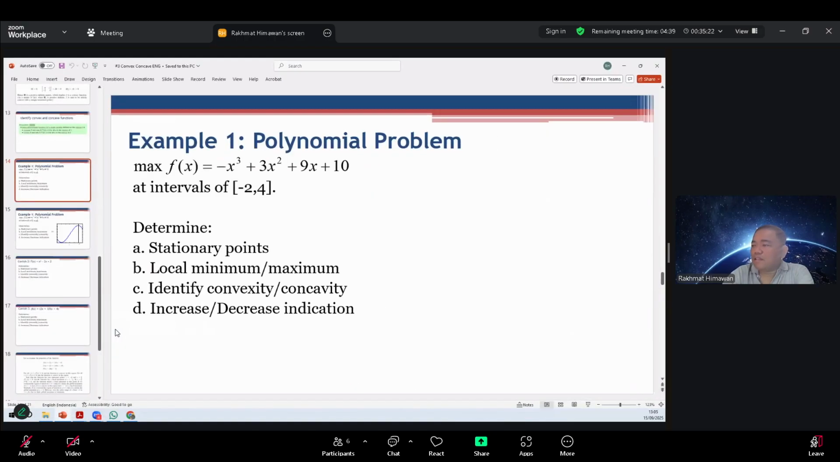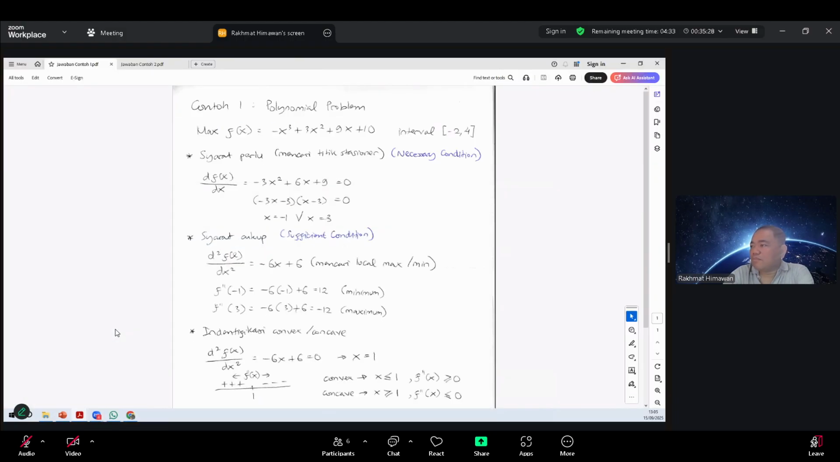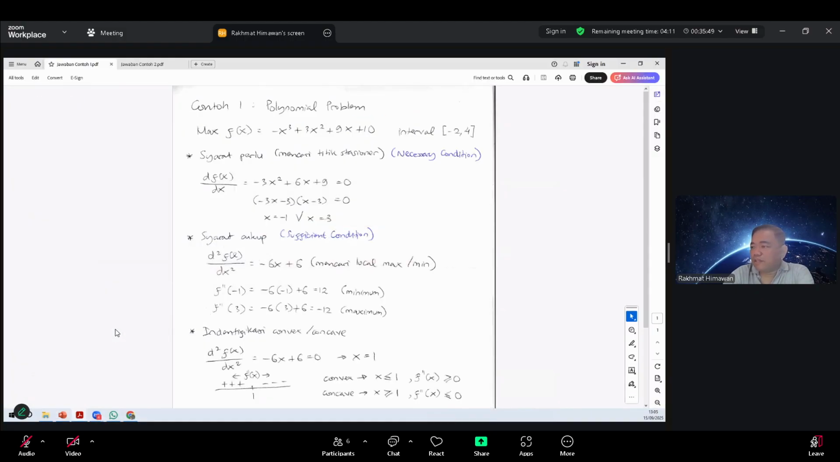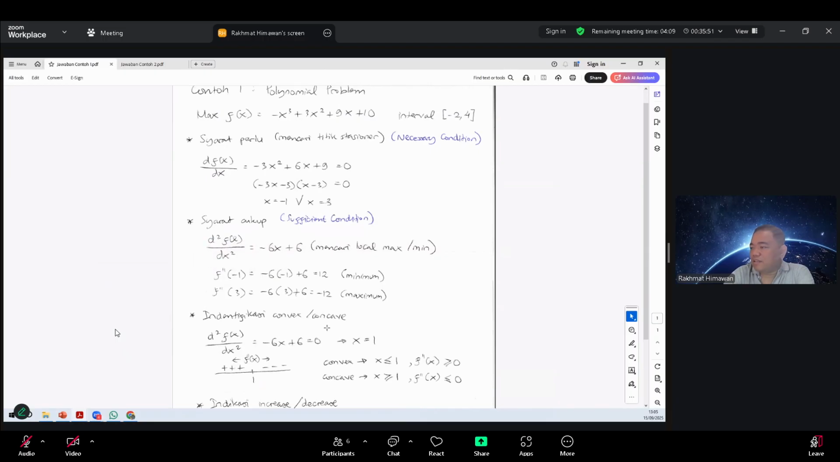We get the stationary points, and then we get the local minimum and maximum with the sufficient condition. Which one is the minimum? Which one is the maximum? If the second derivative is positive, it is a minimum. If the second derivative is negative, minus 12, that means maximum. So we got this answer B. Then convexity and concavity.